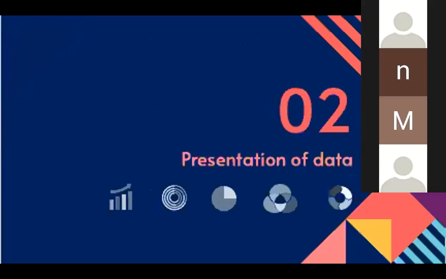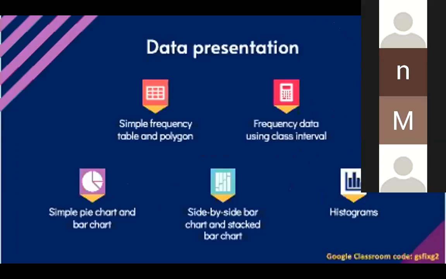So next, we're going to look at the basic data presentation. So we're going to briefly look at simple frequency polygon, class interval polygon, pie chart, bar chart, and histogram. These are all very basic data presentation strategies that usually people will do. Of course, there will be more advanced graphs or figures that you can do, but this is the basic first.